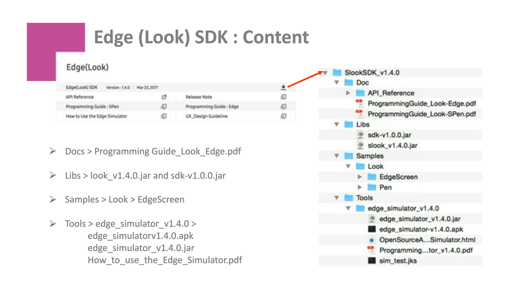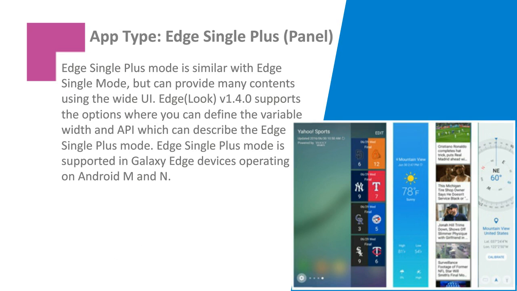So let's move on. Edge Single Plus. The video that I demoed just now was showing the Edge Single Plus, also known as Edge Panel. It has a width of 550 pixels, and it supports from MOS onward, that is Android Marshmallow.